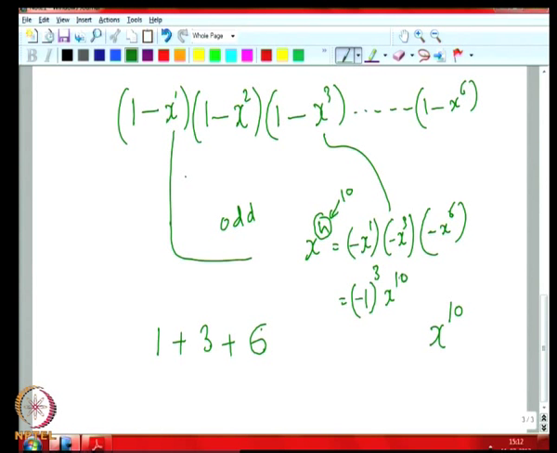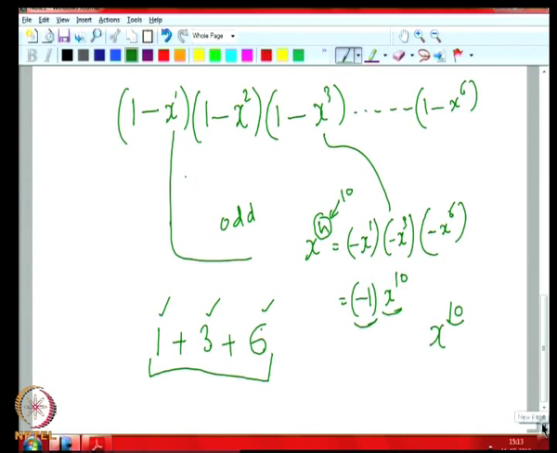x raised to 10 has come, right. It is not just x raised to 10, this is minus 1 raised to 3. 3 corresponds to the number of terms here. If this number of terms was odd, this minus 1 will remain. If the number of terms were even, this minus 1 will disappear because it will become plus 1, right. So, therefore, what matters is in this partition of 10 into distinct parts, how many parts are there, what is the parity of that number of parts. If the parity is odd, then we get minus 1, otherwise we will get plus 1.